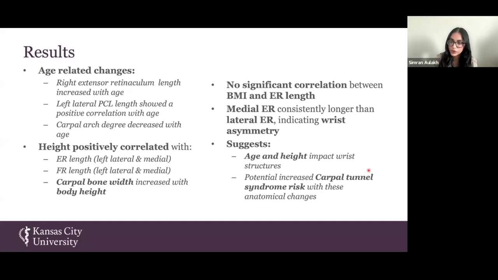It correlated with both the extensor retinaculum and flexor retinaculum lengths on the left side, both medial and lateral. The carpal bone width increased with height, which makes sense, but interestingly, the carpal arch actually decreased as the age went up. BMI really didn't have a connection with the extensor retinaculum size, so that wasn't as significant. But yeah, overall, these results suggest that both aging and height, not just soft tissue, can play a role in how the wrist structure can change, which could impact someone's risk for carpal tunnel over time.